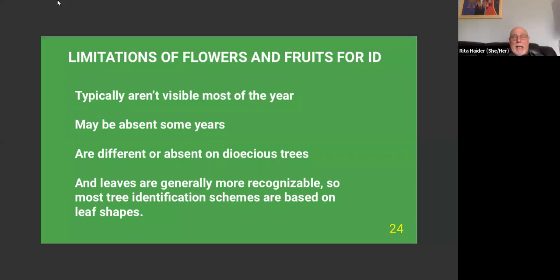Fruits and flowers can be absent some years entirely. The white oak group only produces acorns on average about 4 out of 10 years. The red oak's about 6 out of 10 years. So you might wait a long time before you can see an acorn that you could identify a specific oak with. And there's a reason for that.